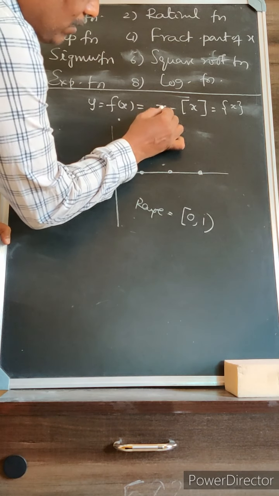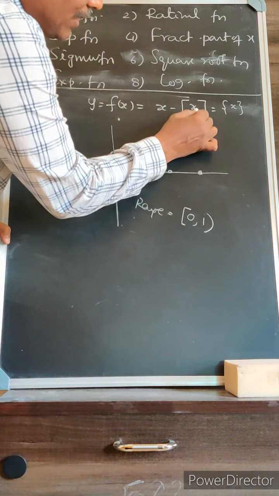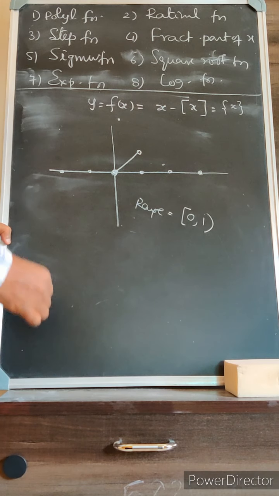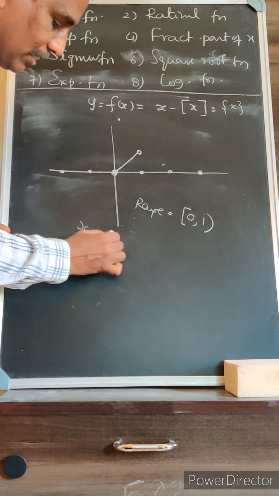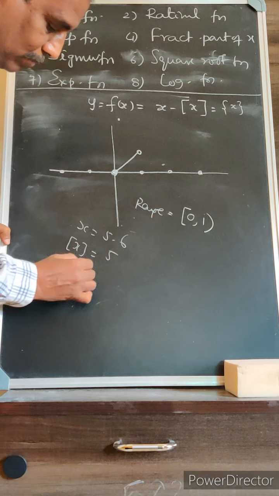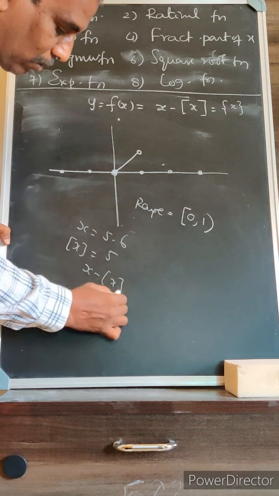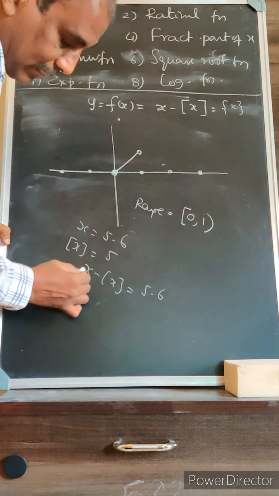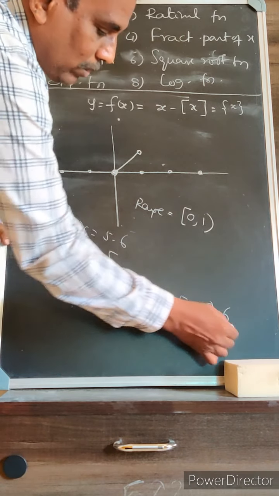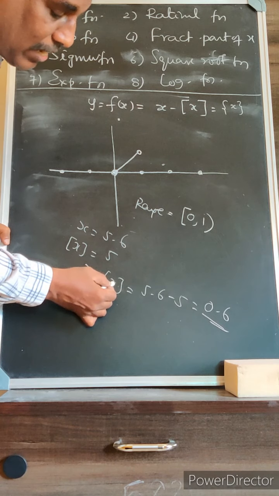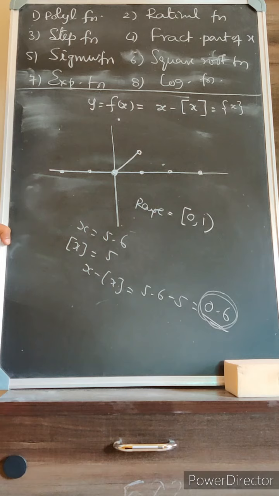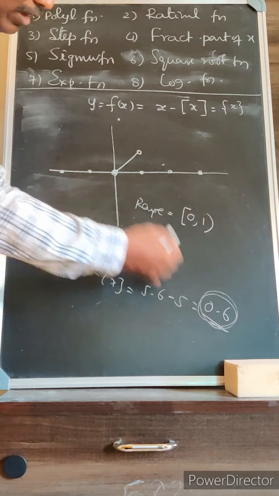When you subtract from any real number its integral part, you will always end up with a fraction between 0 and 1. For example, if x is 5.6, then the integral part of x is 5. So x minus the integral part of x is 0.6. The difference between x and the integral part of x is a fraction between 0 and 1. That's why it is like this.